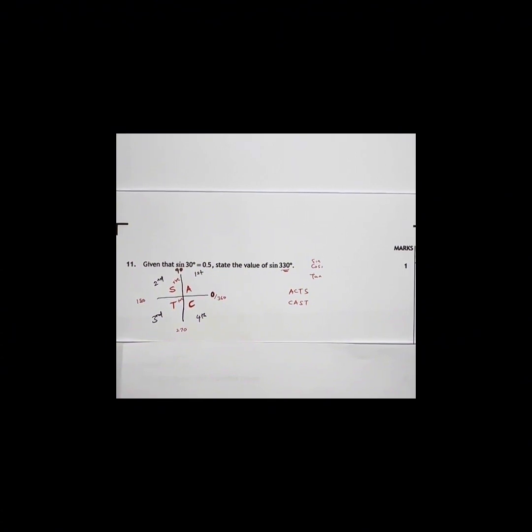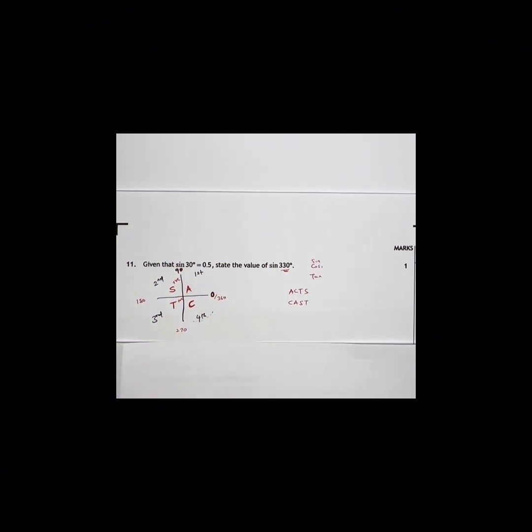Now we want to find sine 330, and 330 is found in the fourth quadrant, which means we're expecting the value of sine to be negative, because in the fourth quadrant only cosine is positive. So whatever answer we get for sine has to be negative. That's the first thing. So how do we then find the value of sine 330?